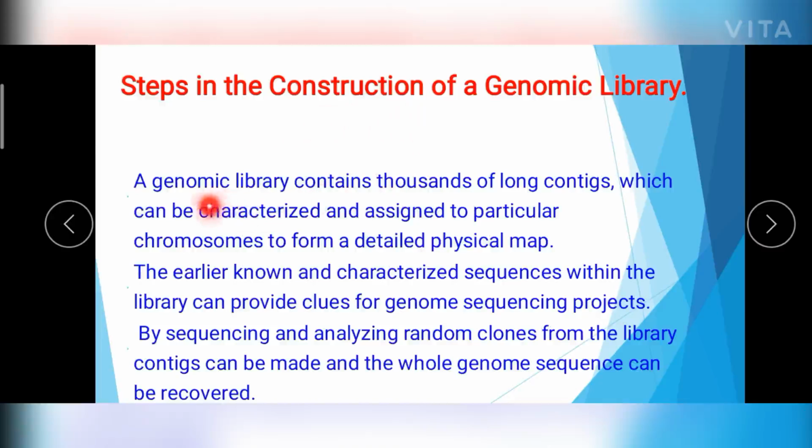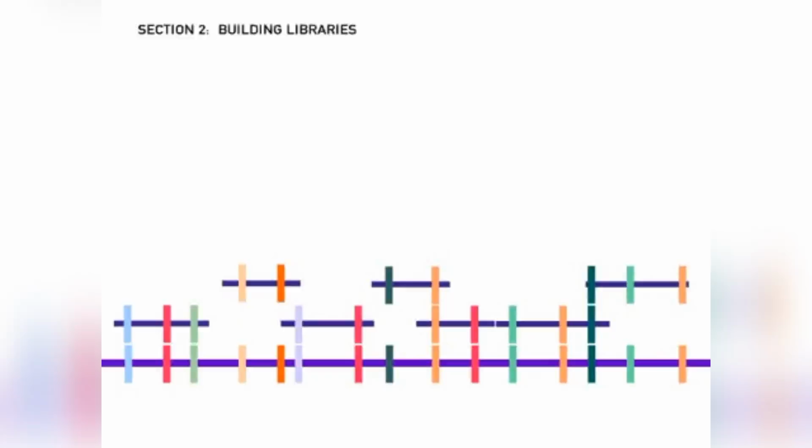The genomic library represents thousands of these long contigs which can be characterized and assigned to a particular chromosome, and all these chromosomes form the detailed physical map of that particular organism.